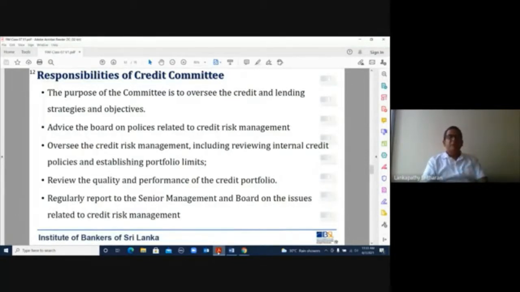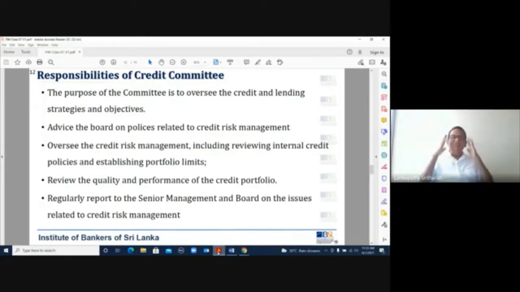Okay, then the responsibilities of the credit committee. The purpose of the committee is to oversee the credit and lending strategies and objectives, and advise the board on policies related to credit management. Actually, the credit committee is a centralized committee. It is also part of the second line of defense. If a branch gets a credit request above a certain limit, then it has to go to the credit committee.